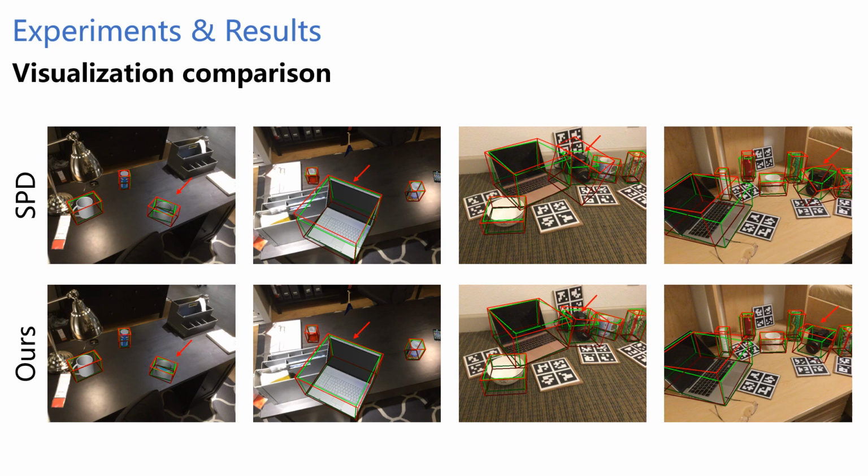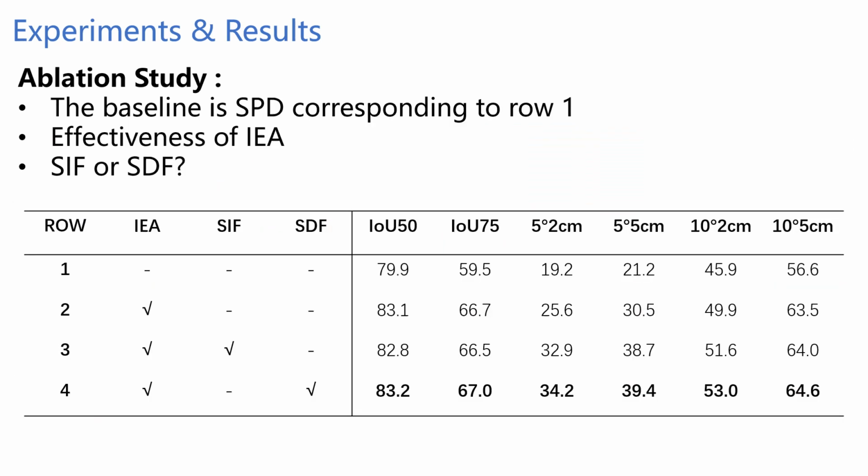In order to verify the efficacy of the critical components of our method, we conduct ablation studies for IEA and SDF modules. The baseline is SPD corresponding to row 1. By comparing row 1 and row 2, we can observe that the performance of all metrics in row 2 has an overall boost. This demonstrates the effectiveness of our IEA module. Comparing the results in row 2, row 3 and row 4, we can observe that SDF is a better choice.